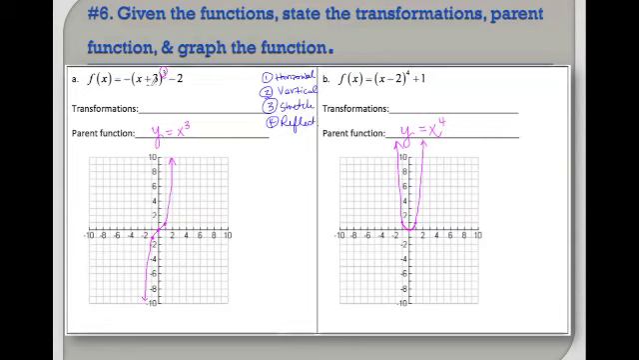So the horizontal movement is right here, and I see that it is. So my parent function has a minus there, so I know this one moves to the left 3. My vertical movement is here, so it goes down 2. There's no stretch because there's a 1 here. However, it is reflected. For B, I know that here's my horizontal movement, so I know it goes to the right 2. I know it goes up 1, and there's no reflection and there's no stretch.